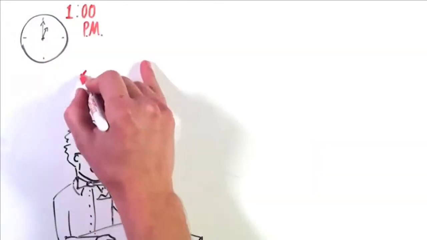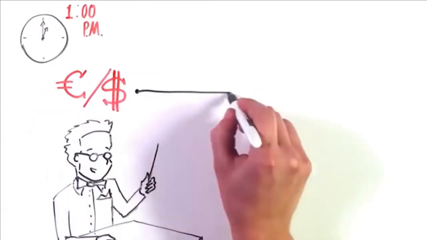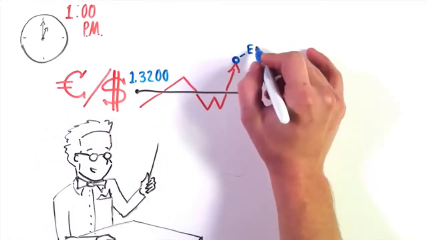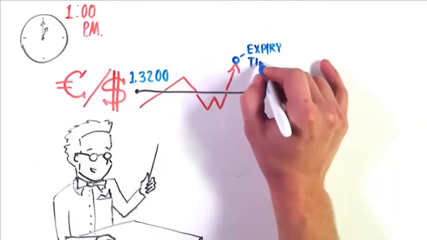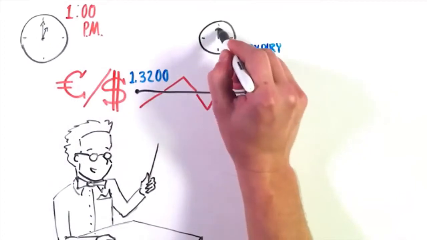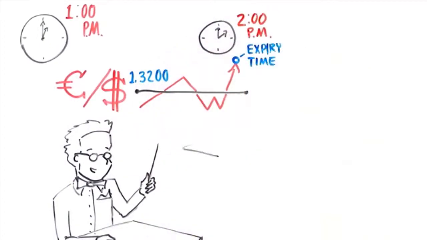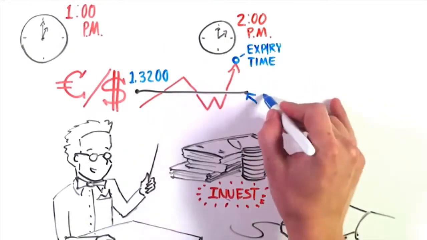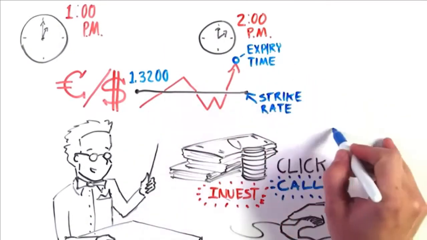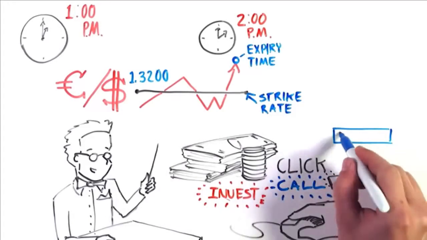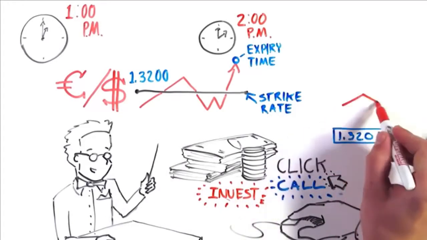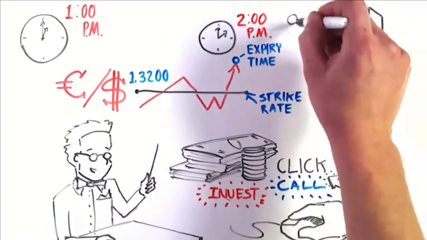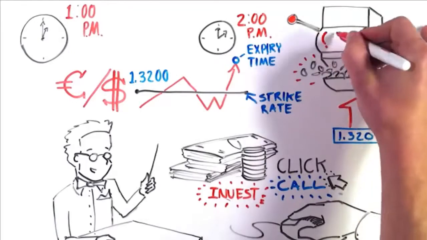At 1 p.m., the euro against the US dollar rate is 1.3200, and you predict this asset will close above 1.3200 within the next hour. All you need to do is choose the expiry time. In this case, it will be 2 p.m., and the amount you would like to invest, and click Call. The strike rate for this asset will be 1.3200, and if your prediction comes right and the asset closes at 1.3201 or above at 2 p.m., you win the trade, and your investment plus a return is credited to your account instantly.